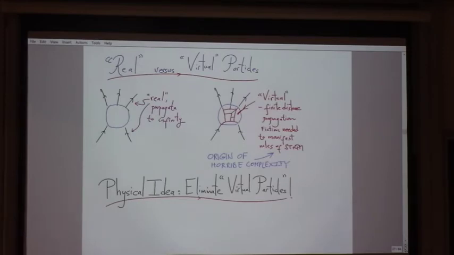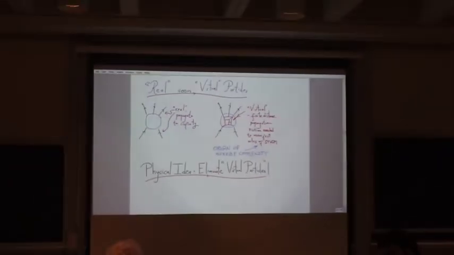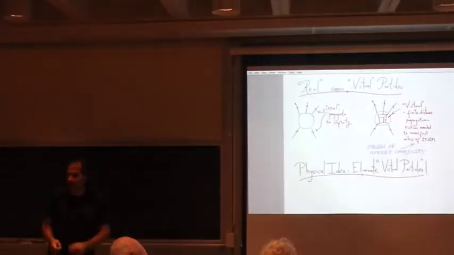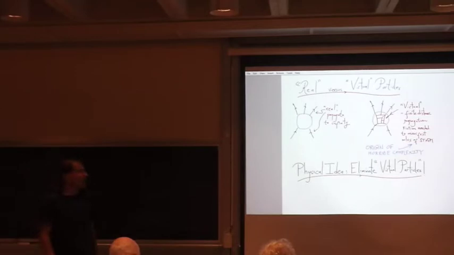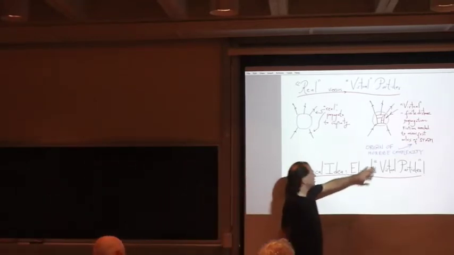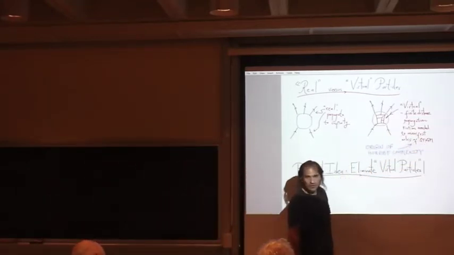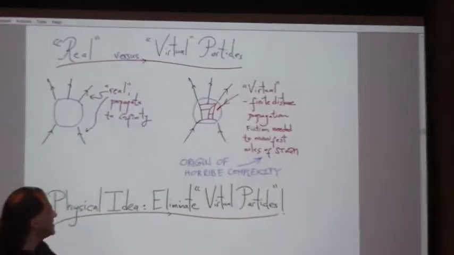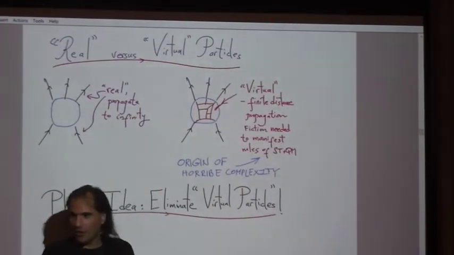There are these virtual particles moving around, but no experimentalist sees a virtual particle. It doesn't go click in anyone's detector. It doesn't travel over infinite distances. It's a fiction that's needed to manifest the usual rules of space-time and quantum mechanics. And this is directly the origin of all the horrible complexity.